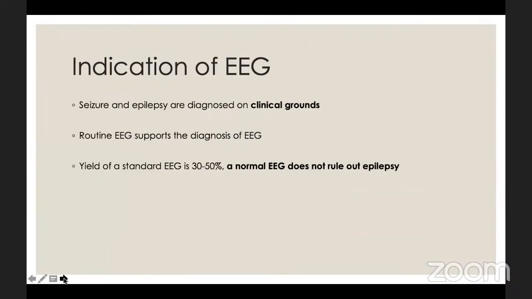So I think we have a lot of postgraduate students on board with us today. And I would like to emphasize this point that seizures and epilepsy are diagnosed on clinical grounds. EEG is not a tool to diagnose epilepsy. It is all clinical diagnosis, and EEG supports the diagnosis, and the yield of a standard EEG is 30 to 50%. So a normal EEG does not rule out epilepsy.